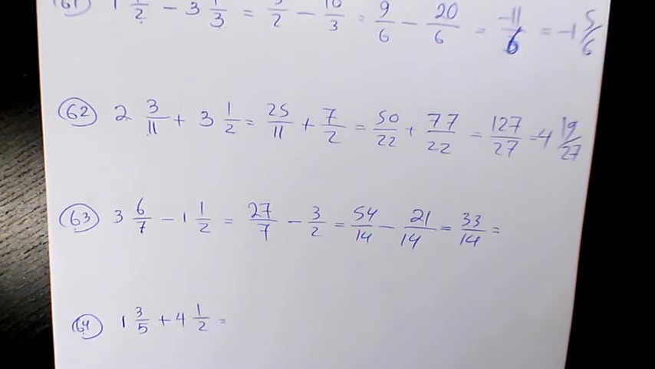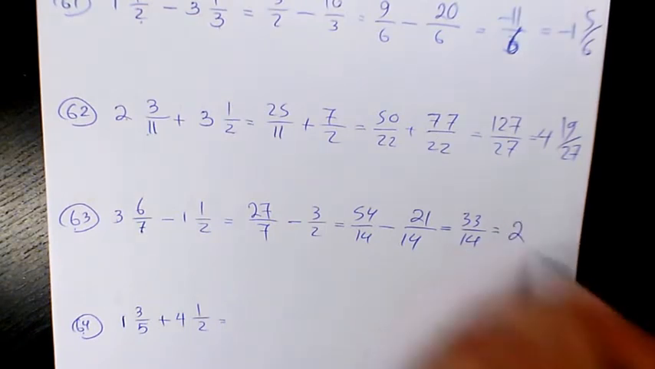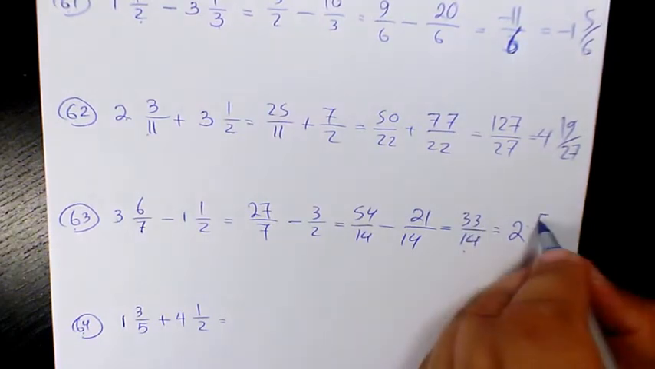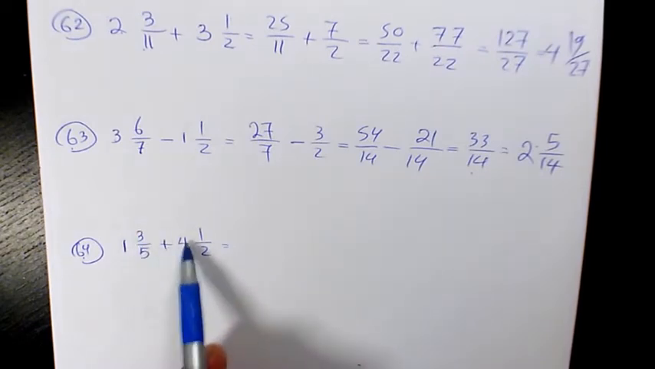33 over 14, that's going to be 2 and something. So we take the 2 out. 2 times 14, 28. 33 minus 28 is going to be 5. 5 over 14. Next, 1 3/5 plus 4 1/2.